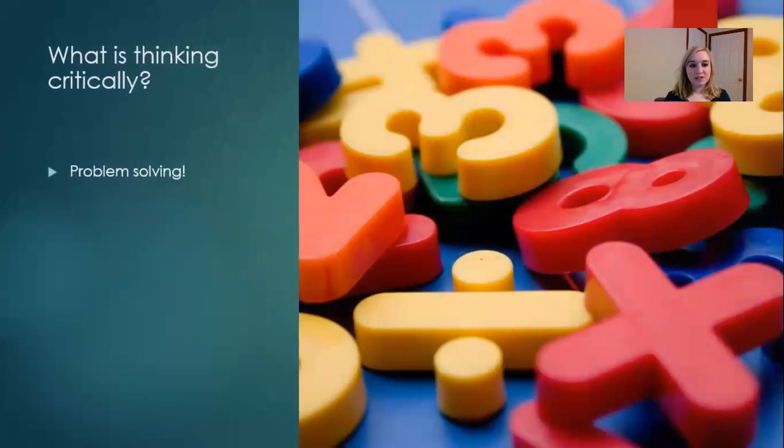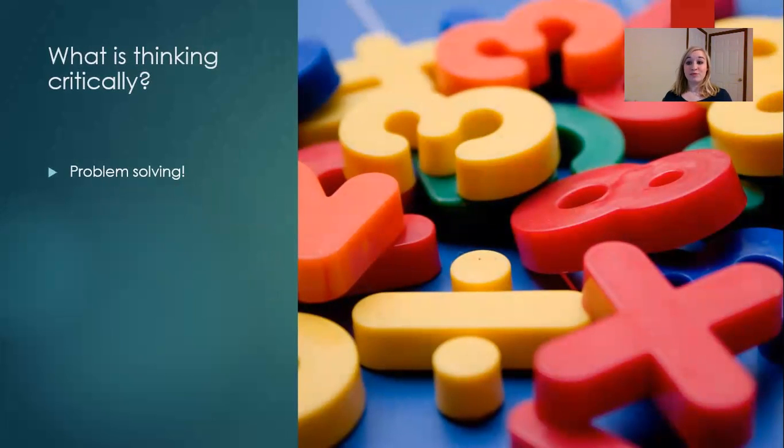So, what is thinking critically? It is problem solving. Problem solving is something where we change something into a different state. There has to be a change that's happening. And there are two types of problem solving: well-defined and ill-defined. Well-defined is a clear starting and ending point. So you know what you're going to start with and you know what you're going to end with.